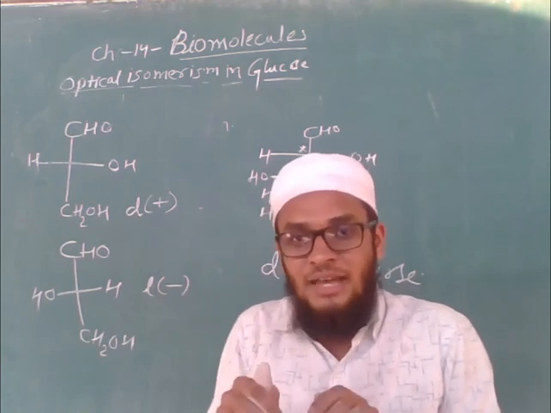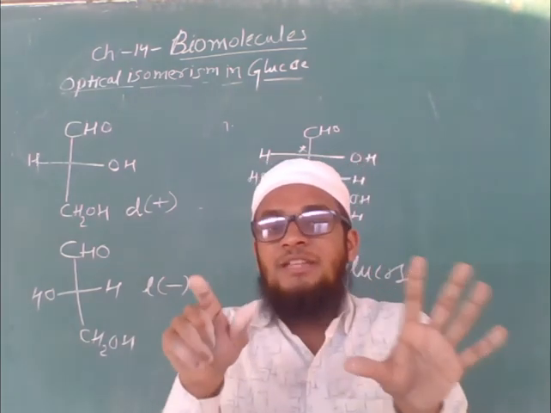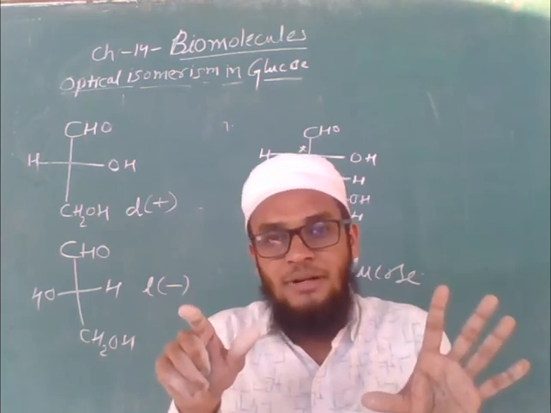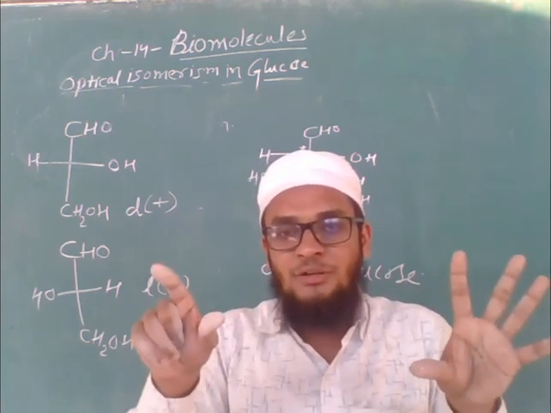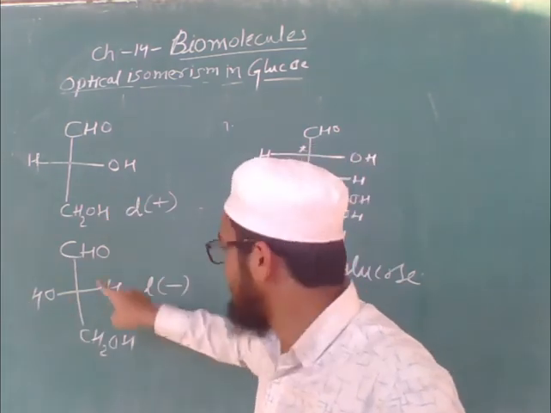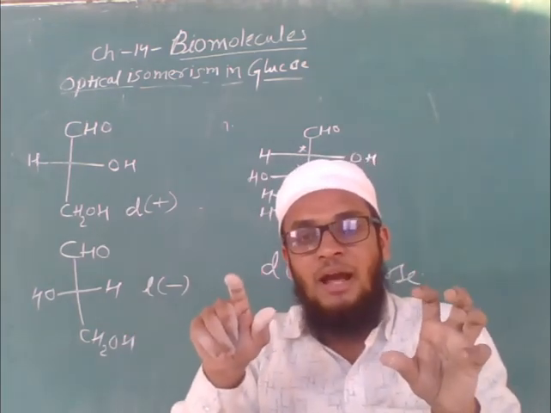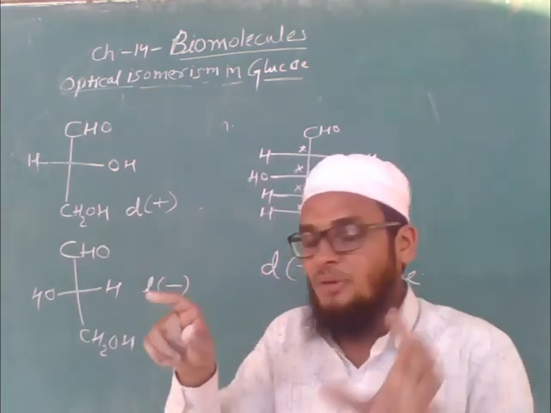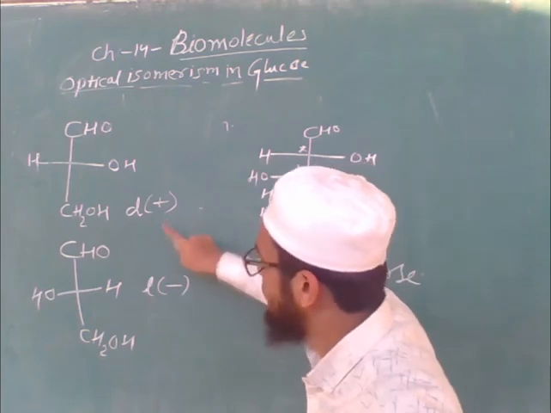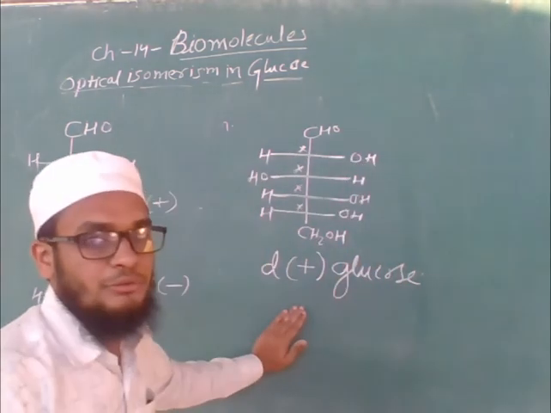So what is different? The arrangement of two atoms in space is different: OH group and hydrogen. It has a different arrangement. So just the arrangement of atoms in space is different. That's why they show two different properties: dextrorotatory and levorotatory. The same thing we get in a glucose molecule.